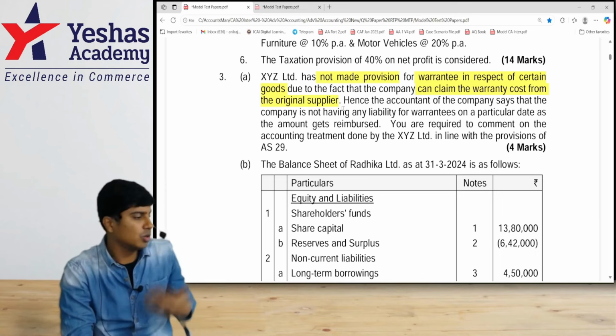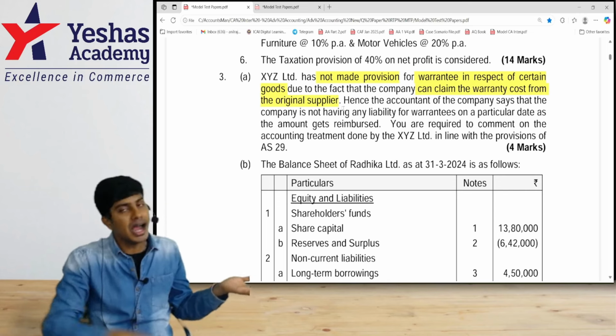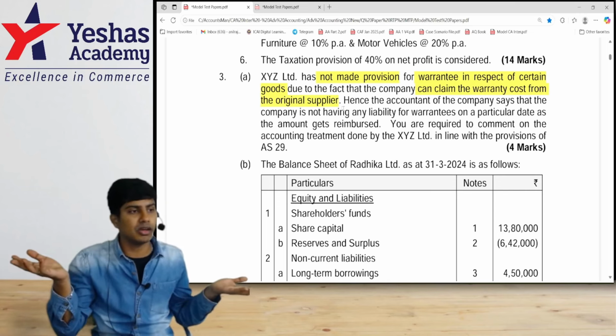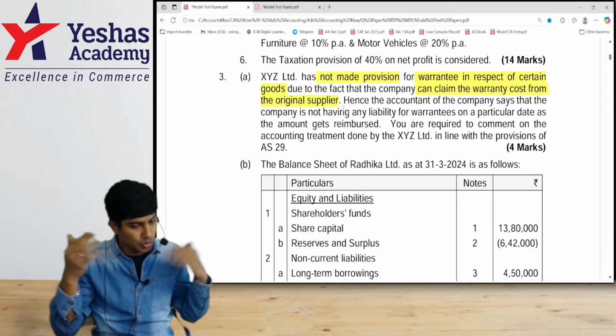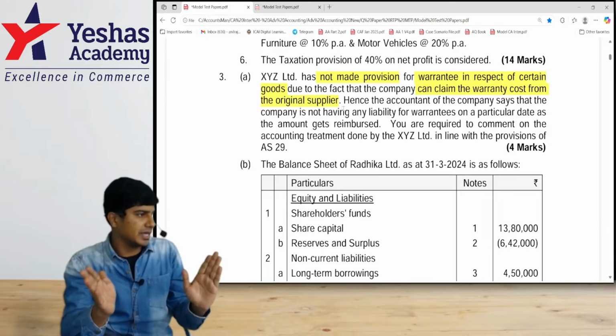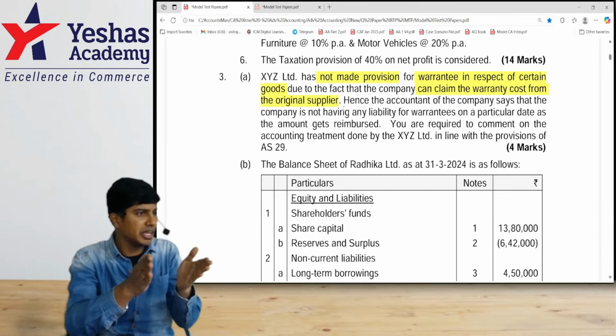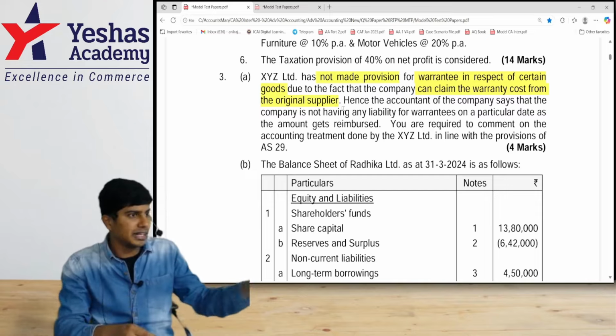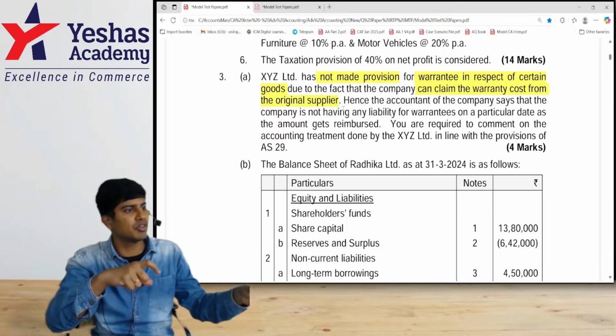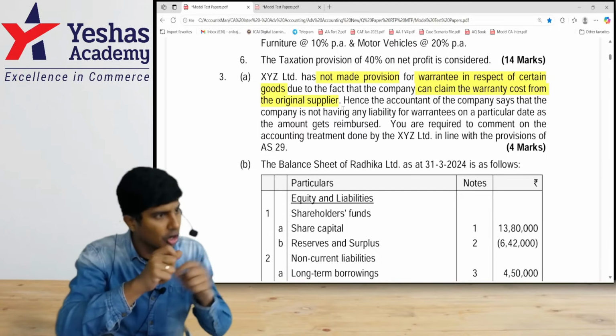So you cannot say, I don't have liability towards my customer and I will not even record an asset from my original supplier. You can't say that. You need to record a liability and an asset. Yeah, there will be an offset, a net off. You incurred 100 rupees for warranty, you will recover 100 rupees from the original supplier. But you need to record both.